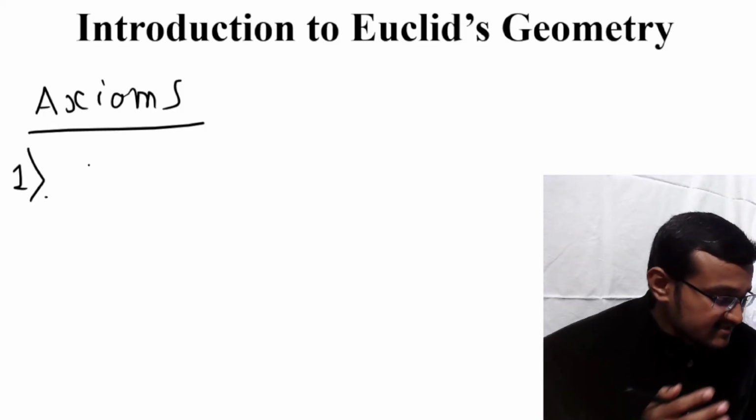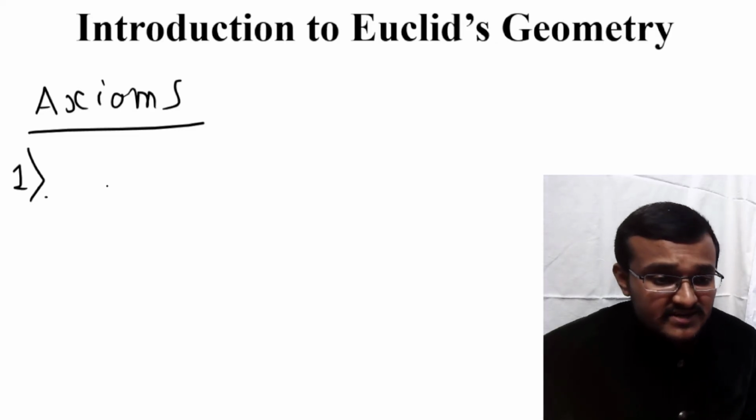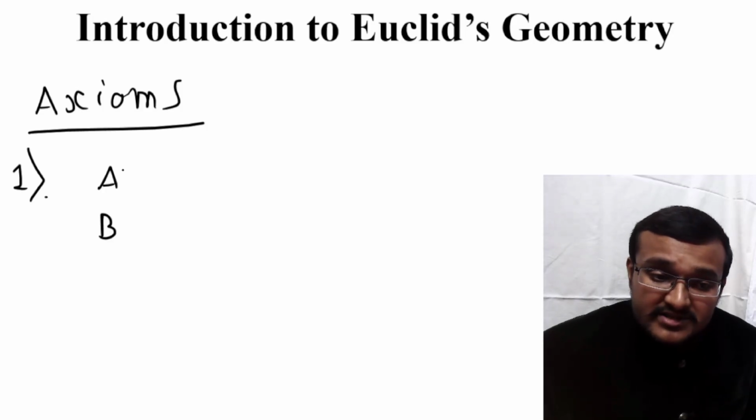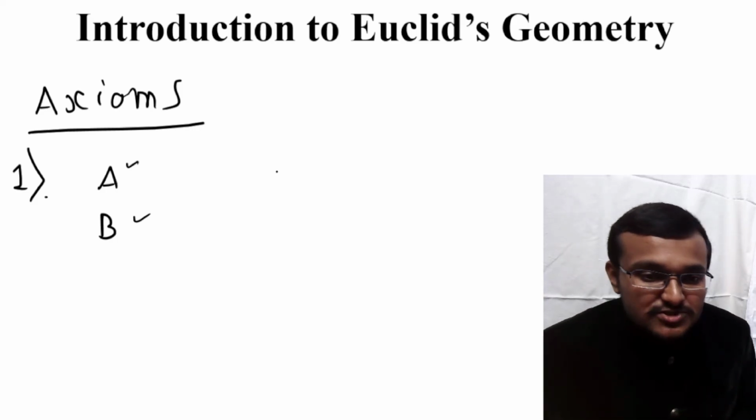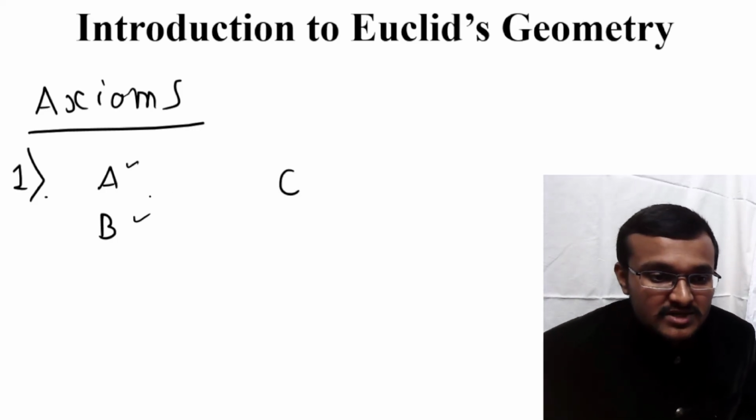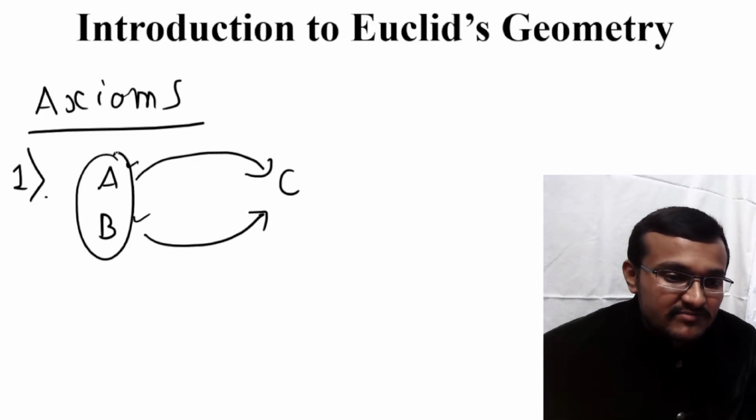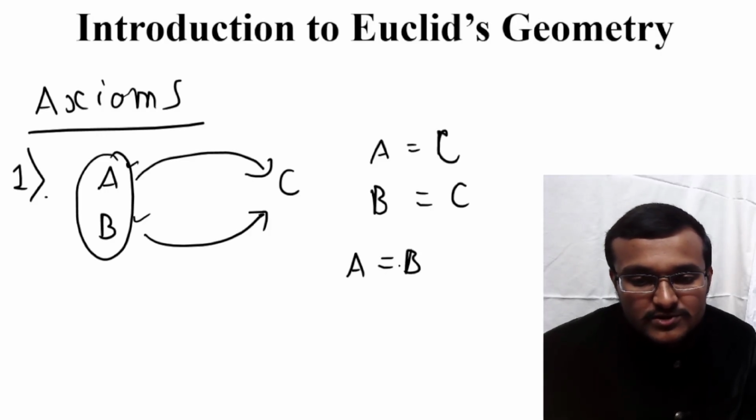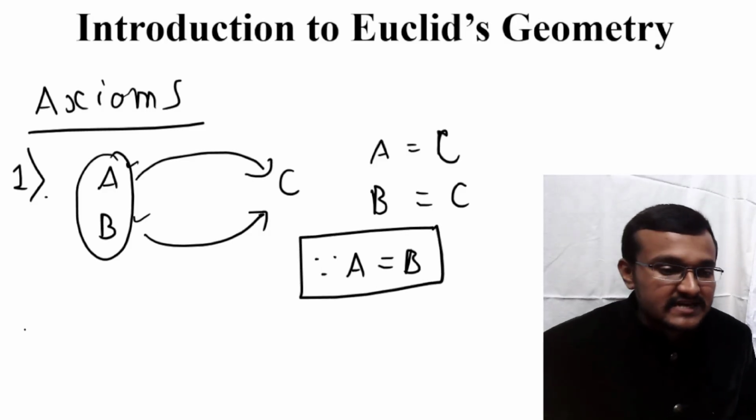In the first axiom, he tells that things which are equal to the same thing are equal to one another. That means if you take two things, A and B, which are equal to one same thing, for example C, so A is equal to C and B is also equal to C, then A will be equal to B. This is the assumption you should take from the first axiom.